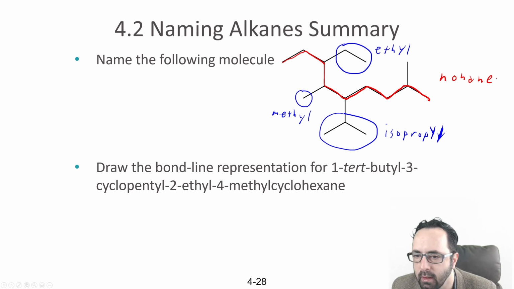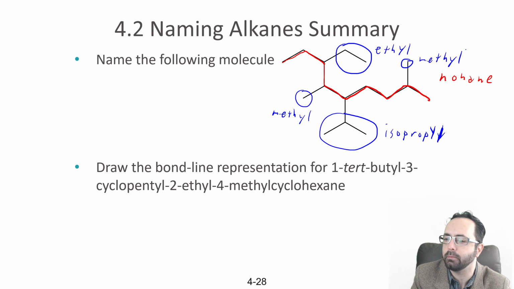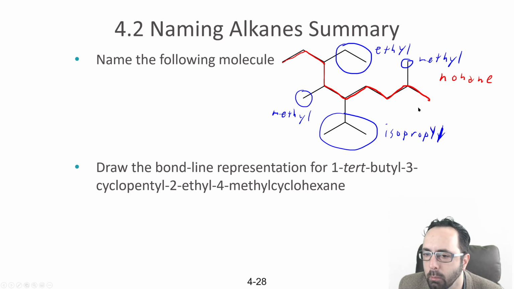Okay, now we want to assign locants. And oops, we have one more branch too that I missed. This branch right here, it's a methyl. Okay, so if we assign the numbers, if we go 1, 2, 3, 4, 5, we get to the first branch at carbon number 2, but we don't get to the next branch until carbon number 5.